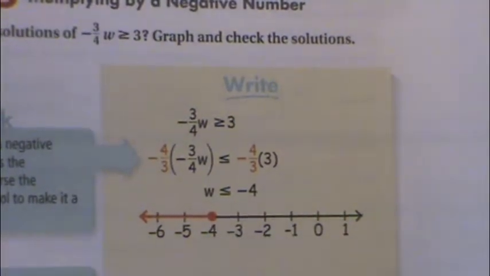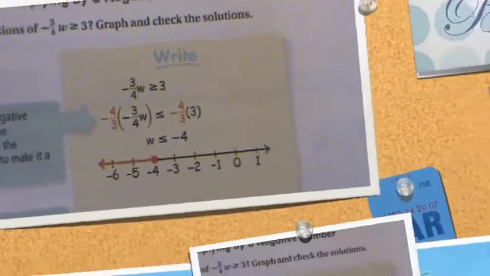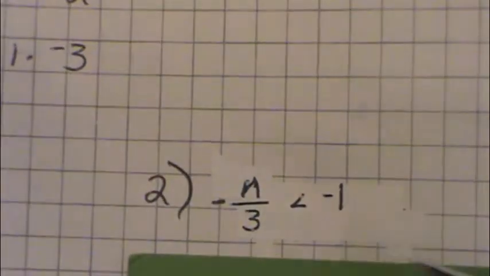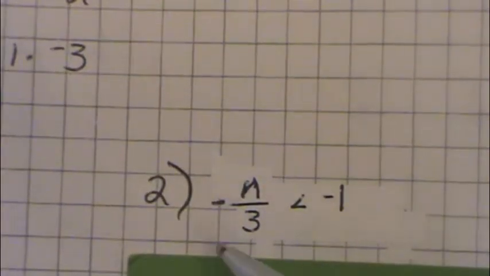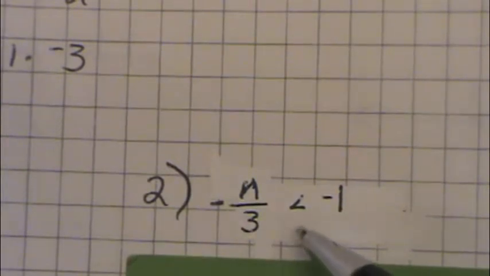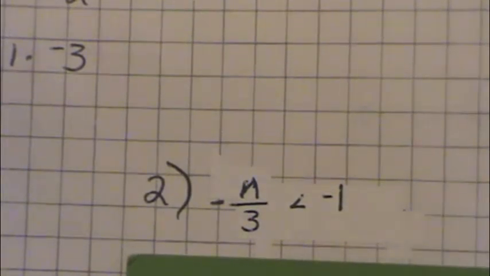And then your solution, w less than or equal to negative 4, and your graph. Move on to problem 2 on page 180. So problem 2, I should call it got it 2. Negative n over 3 is less than negative 1.